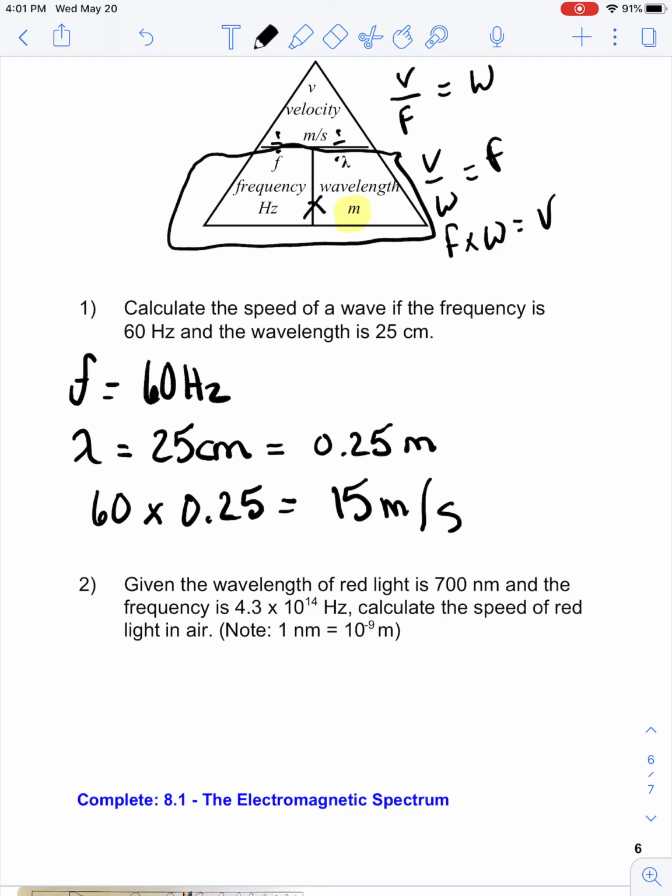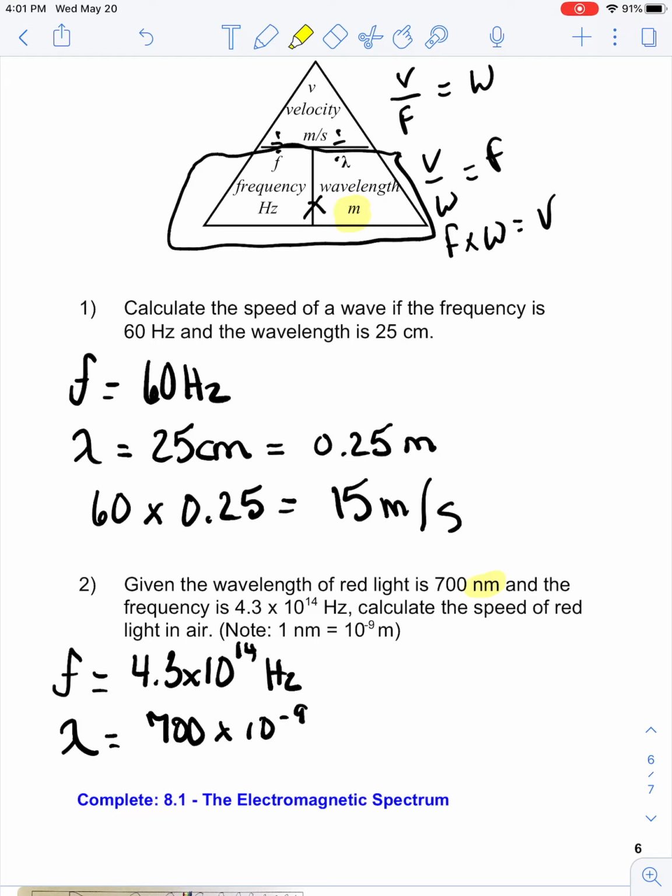Okay, next, we're still doing the same two givens. So our frequency is 4.3 times 10 to the 14 hertz, so a rather large number. And our wavelength, in this case, is a really tiny number. So 700 times 10 to the negative 9, because they give it to you in nanometers, which is a really small unit. And then you have to convert that to meters.